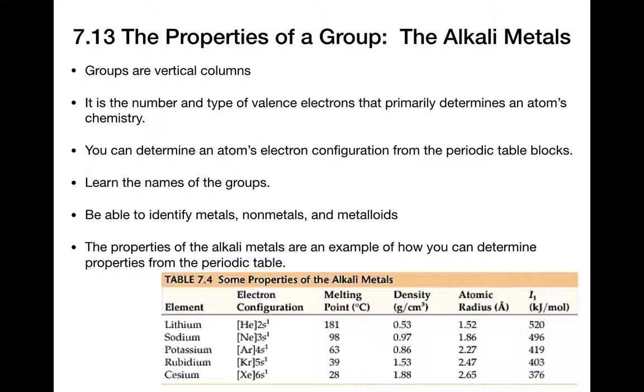Finally, we want to sum up here by looking at how you can use the periodic table to predict properties. The vertical columns of the periodic table are groups, and those vertical columns have similar electron configurations. For example, in the first column, lithium, sodium, potassium, rubidium, and cesium all have s1 arrangements, just in different energy levels. It's the number and type of valence electrons that primarily determines an atom's chemistry. Properties such as melting point can be seen here.